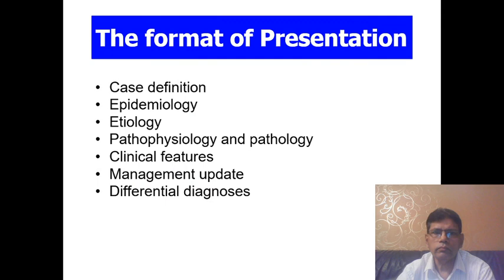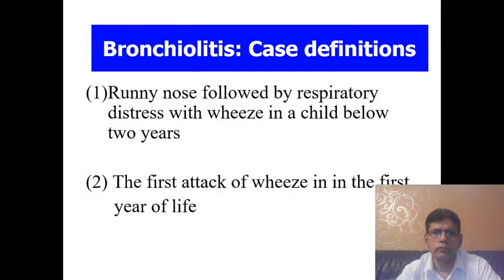Bronchiolitis. The format of presentation is with case definition, epidemiology, etiology, pathophysiology, clinical features, management update, and differential diagnosis, and some questions for exam. The case definition is a runny nose followed by respiratory distress with wheeze in a child below 2 years. 4 important points here: a runny nose, respiratory distress, wheeze, that is a whistling sound coming from the chest, and a child below 2 years.